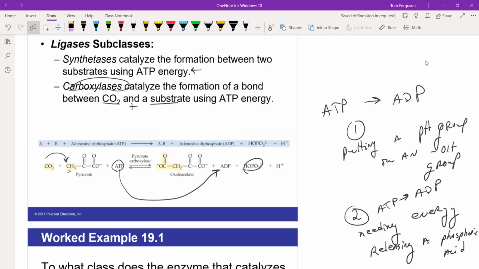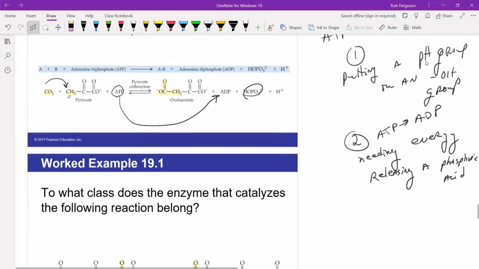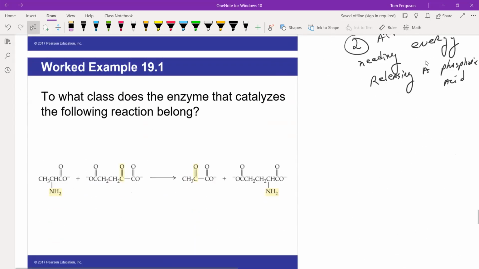Okay, so those are the 6 classes and subclasses of enzymes. You know, 6 main classes with subgroups.